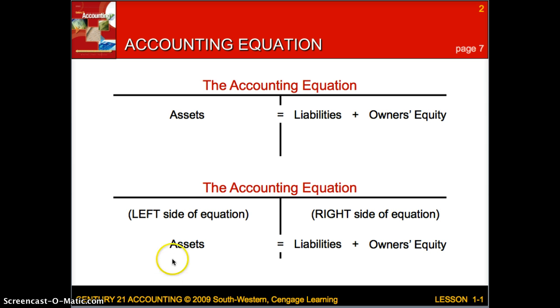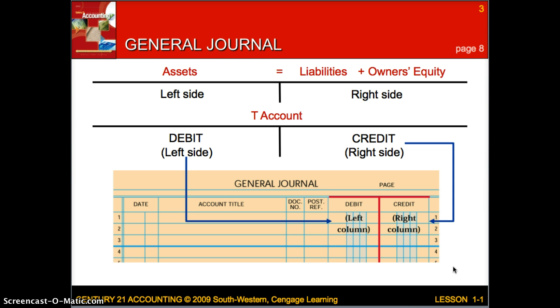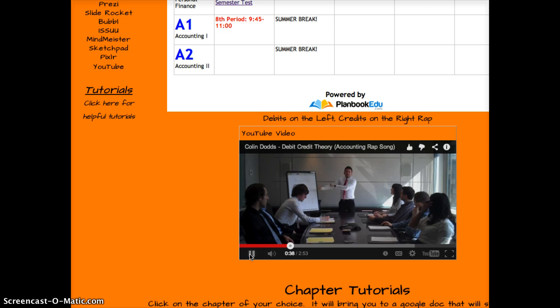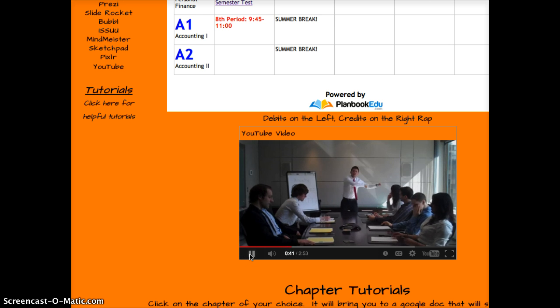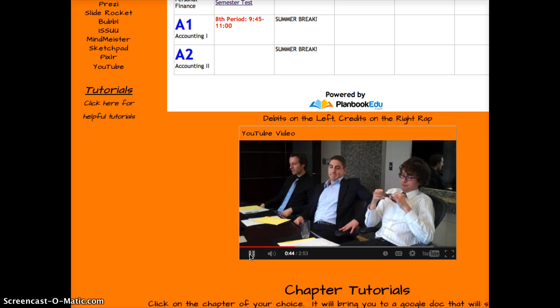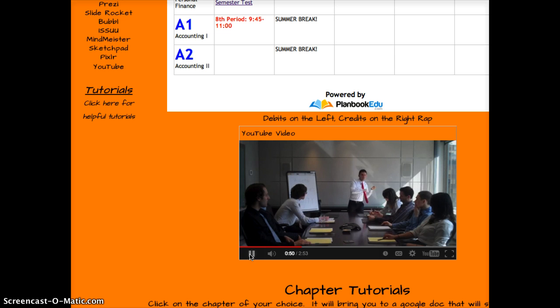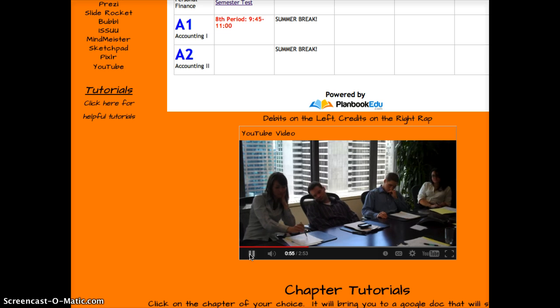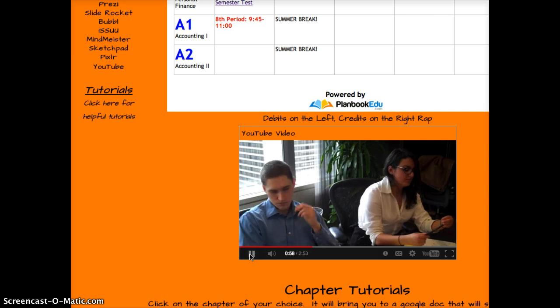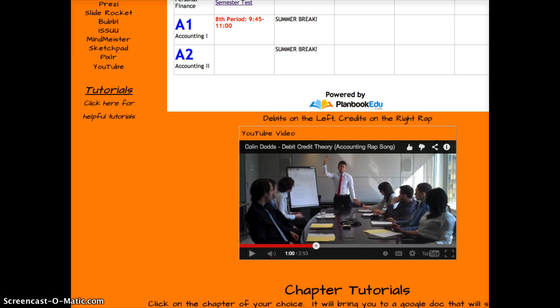Okay, so the left side of the equation is your assets, so anything that you own. The right side of your equation is anything that you owe, your liabilities, plus your owner's equity. On your general journal, remember that we always know debits are on the left and credits are on the right. There you go. Debits on the left, credits on the right.